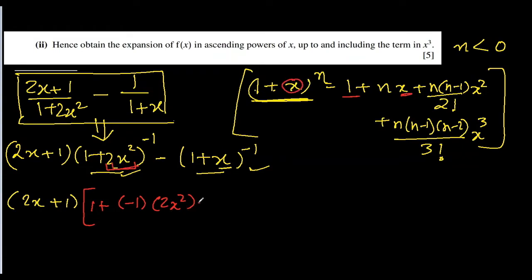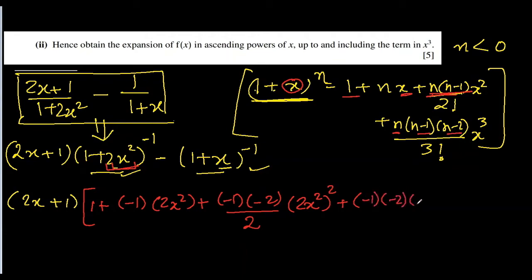Next, plus minus 1 times minus 1 minus 1, which will be minus 2, divided by 2 factorial. 2 factorial is just 2, so I will write 2, times x square, which is (2x square) square, plus n minus 1, n minus 2 divided by 3 factorial, which is 6, times x cube. So (2x square) cube. This is the expansion of the first one.